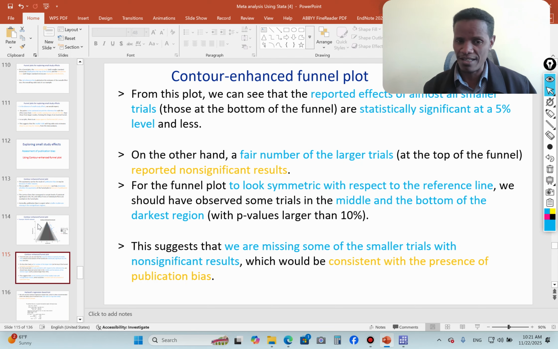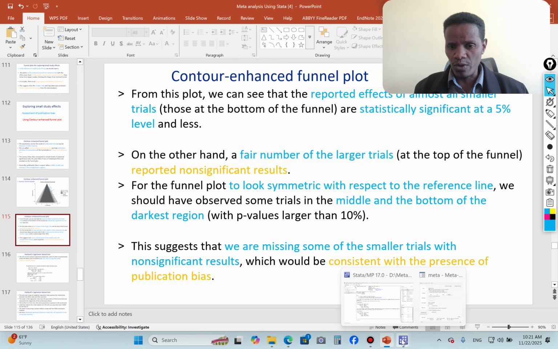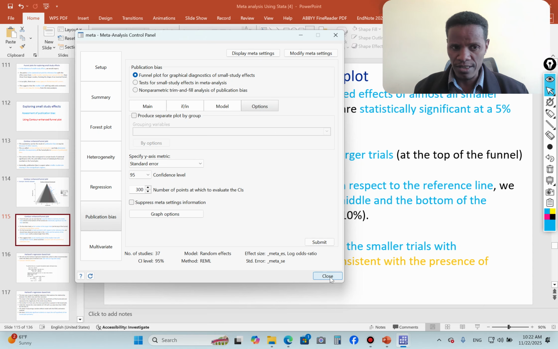So this suggests that we are missing some of the small trials with non-significant results, which would be consistent with the presence of publication bias. So this is a clear indication for publication bias. Now let's see how to do this contour-enhanced funnel plot in the Stata window.